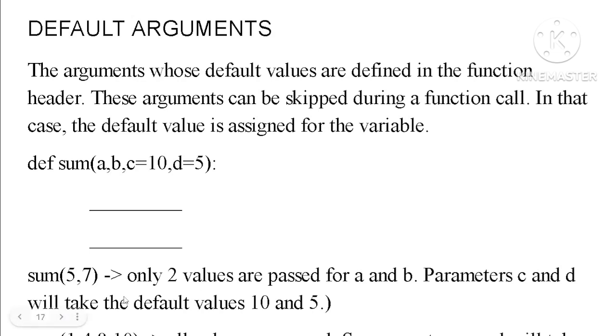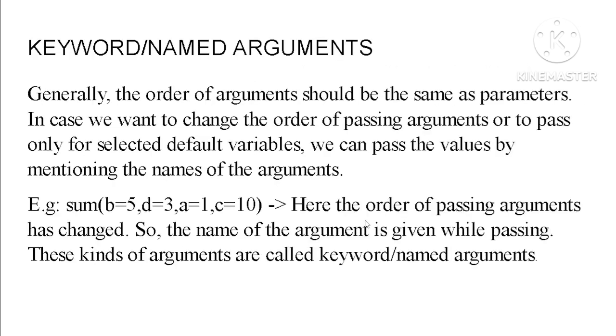I will show you an example. See, sum of 5, 7. So what happens during the function call? 5 is assigned to A, 7 is assigned to B. Now I have skipped C and D. Why? Because they are default arguments. You have the option to skip them. But what happens to C and D? The default values will be taken. That's why they are called default values.